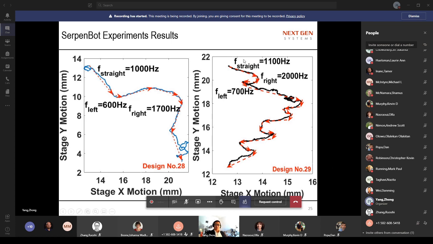The video I'm showing is 29. You can see the trajectory we collected. If we want to move straight, the frequency is 1100 hertz. If we make a right turn, it's 2000 hertz, and if we make a left turn, it's 700 hertz. The values are different from what we simulated, but the result shows us the same two different system functions with overlap.